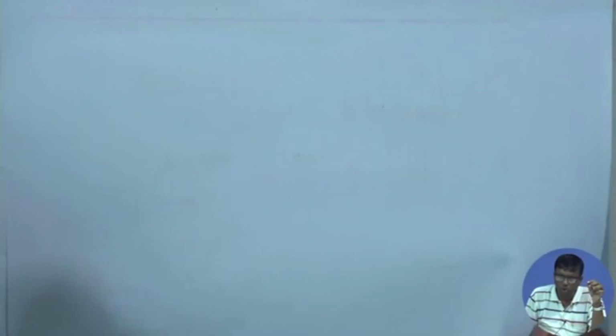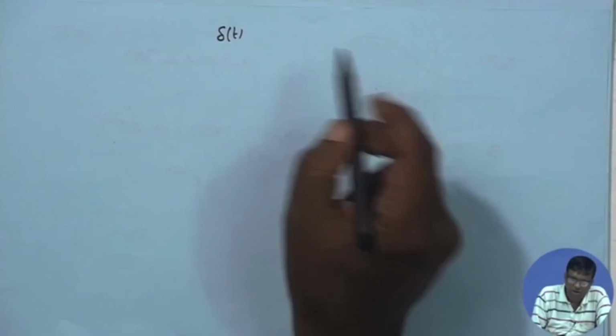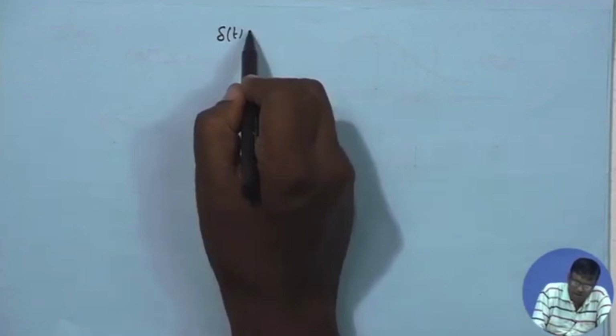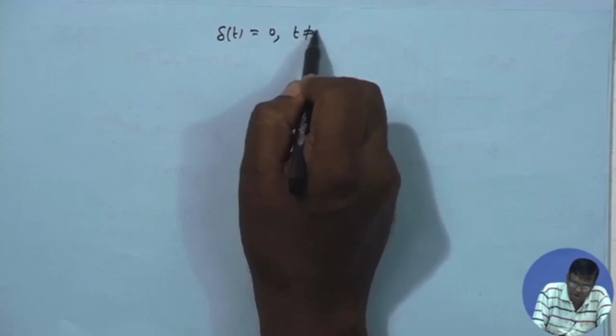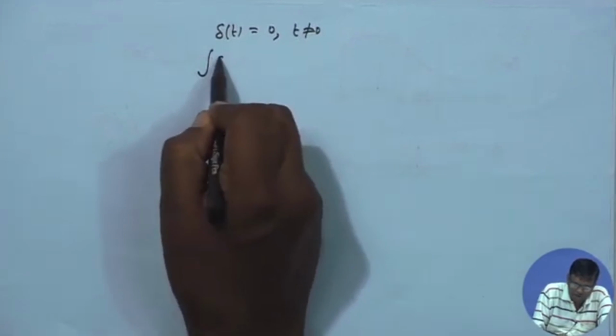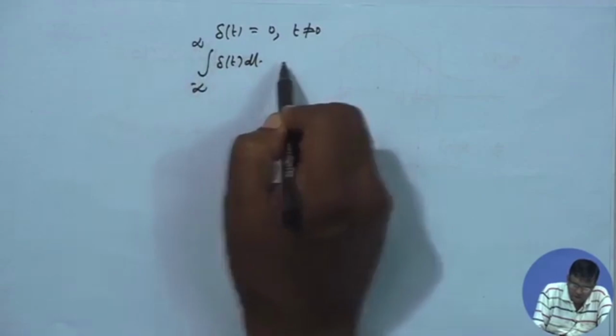For that, we have to go back to the analog signals and observe certain things. One is the Dirac delta function, which is also called the impulse, unit impulse function delta t. It is different from the unit sample function we consider in the discrete case. Delta t is defined as this: it is 0 if t not equal to 0, and if you integrate, the area under it is 1.